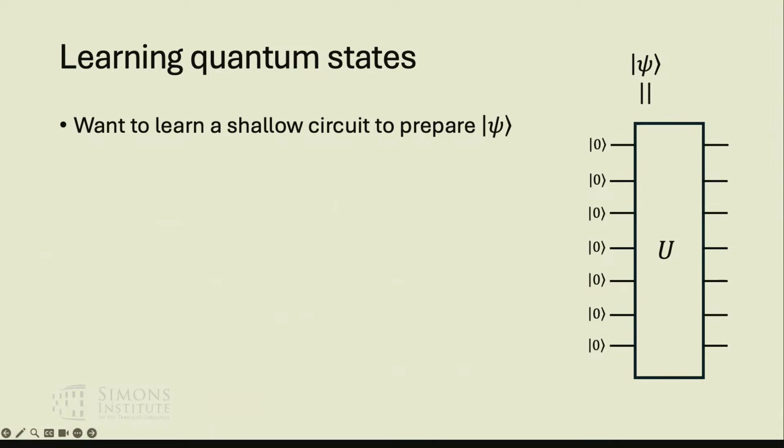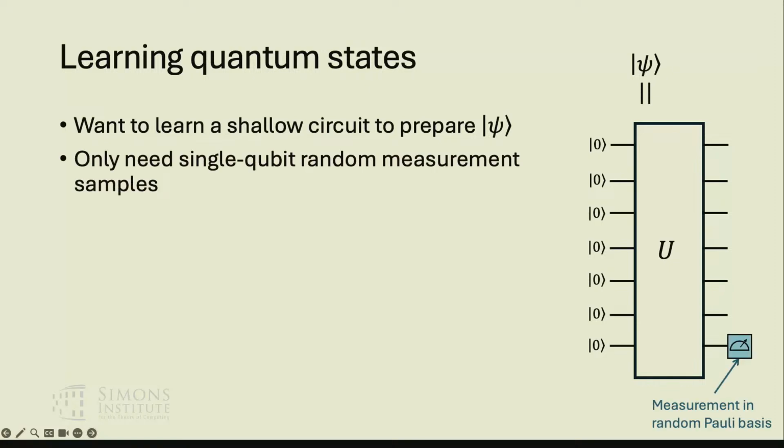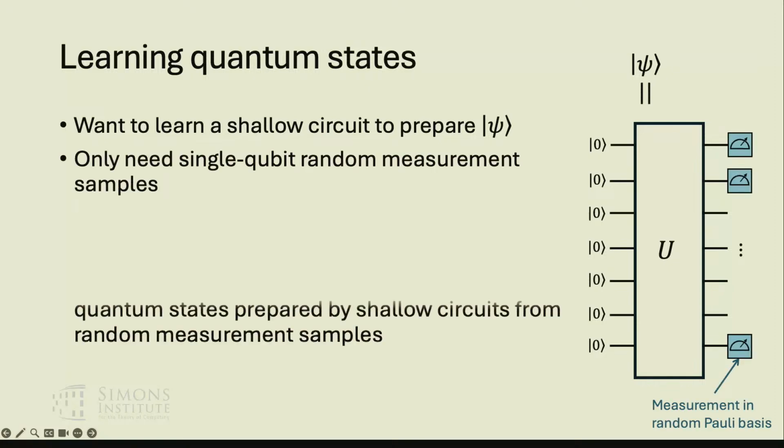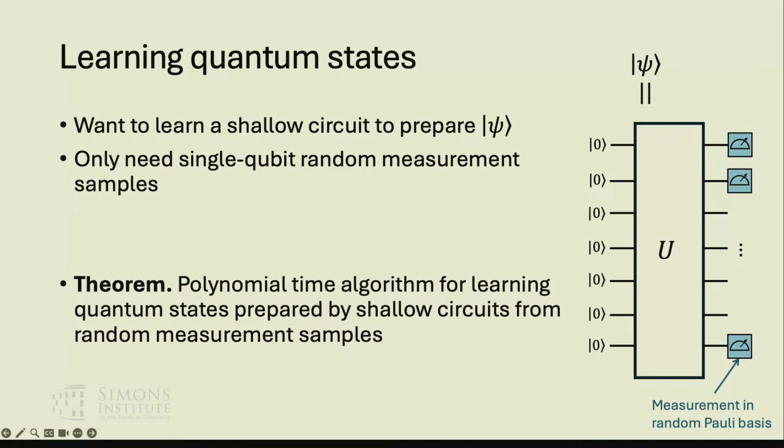Okay, so now we want to consider this different problem. The goal is that we want to learn a shallow quantum circuit to prepare an unknown state psi. Here I really need to clarify that this is a very different problem, because we only have access to the quantum state psi, not the quantum circuit that prepares it. So the learning algorithm just gets a bunch of copies and measures them. And of course, what we literally do is just the classical shadows. Next, I will discuss this algorithm for learning quantum states prepared by shallow circuits from random measurement samples.